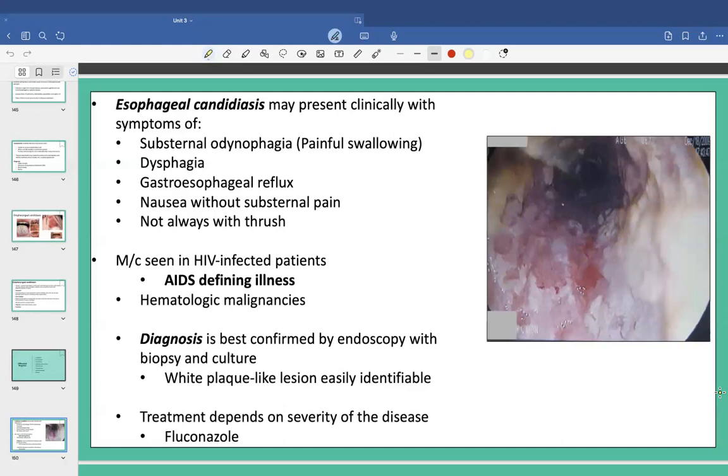So you may see them with some of these symptoms, and you've tried to treat. You're ruling out all these things and nothing's coming back, then you might think, okay, maybe it's candidiasis in the esophagus, I'm not sure. Then they need to see a general surgeon, GI, or ENT, somebody who can do an endoscopy, take a biopsy, and culture it. Typically, it's going to look like white plaque-like lesions in the esophagus. The treatment, depending on the severity, more than likely will be fluconazole. Questions?